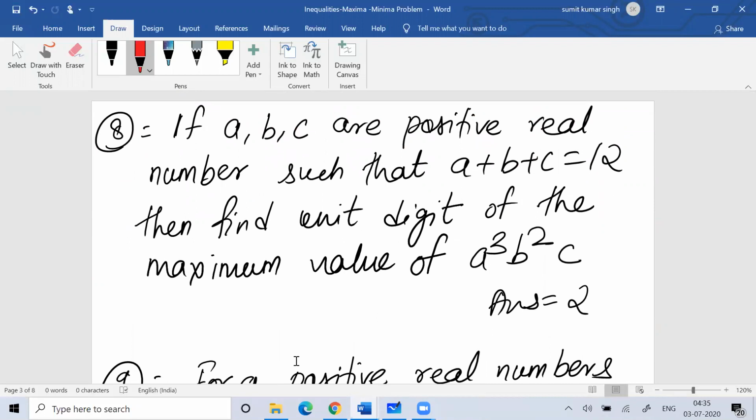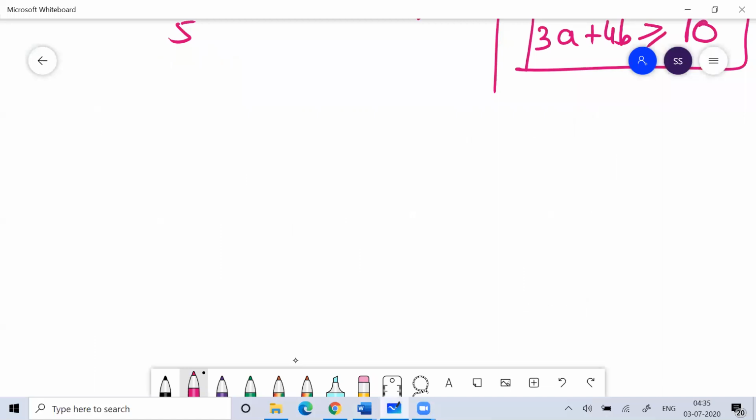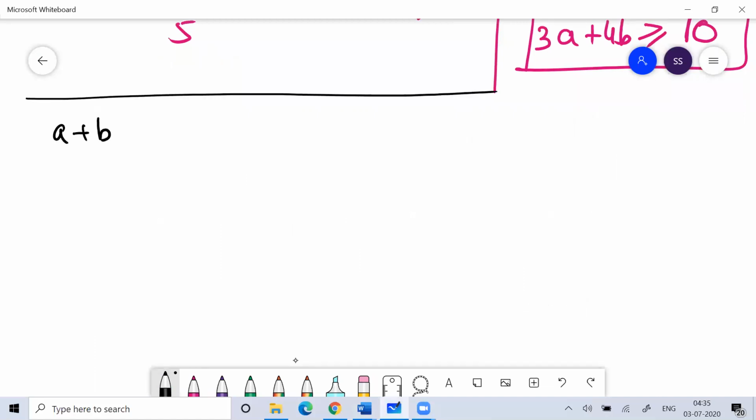So here you can see question number 8. If A, B, C are positive real numbers such that A plus B plus C is 12, find the unit digit of the maximum value of A cube B square by C. Okay, so here in this next problem, A plus B plus C is equal to 12.